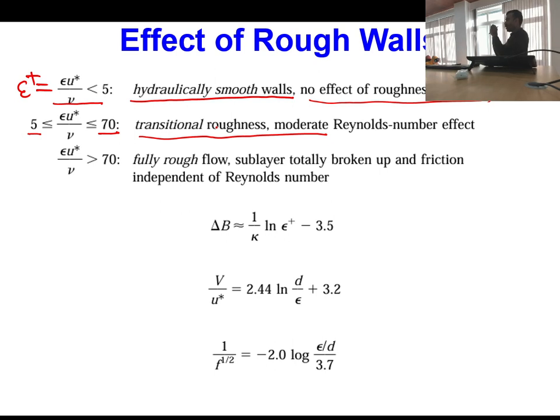Is this one clear? When my epsilon plus is within 5 to 70, here I will be having transitional roughness. It means small effect of roughness will come into picture. That's why I will be having moderate dependence on Reynolds number and some dependence on the roughness.